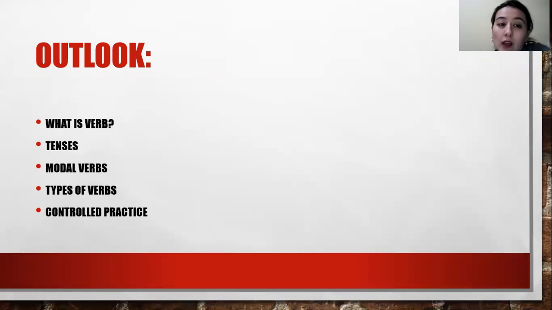So, the outline. The first part is about a verb and its explanation or definition. The second part is devoted to tenses. Third is modal verbs, then types of verbs and control practice. And this is a task for this presentation after the explanation.